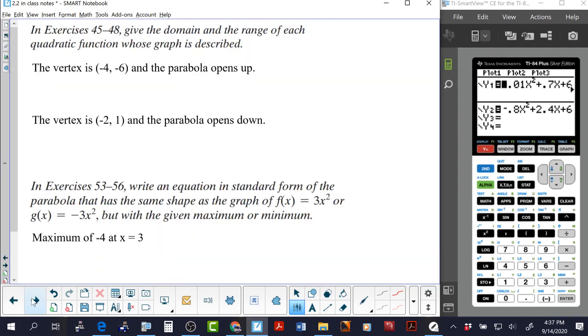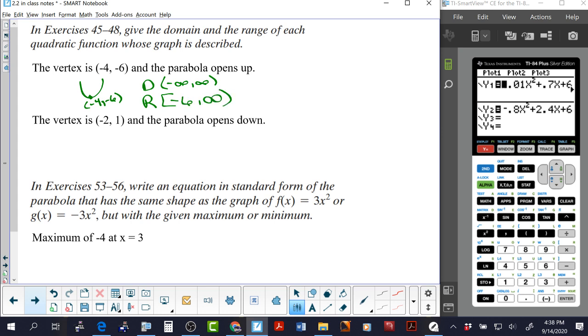In exercises 45 to 48, give the domain and the range of each quadratic function whose graph is described. The vertex is negative 4, negative 6, and the parabola opens up. So that's going to be (negative 4, negative 6). Give the domain and range. Well, the domain of a parabola that opens up or down is negative infinity to infinity, and the range, if it opens up, is from negative 6 to infinity.